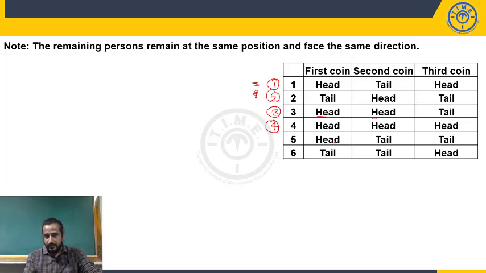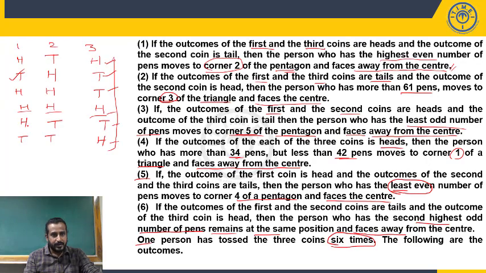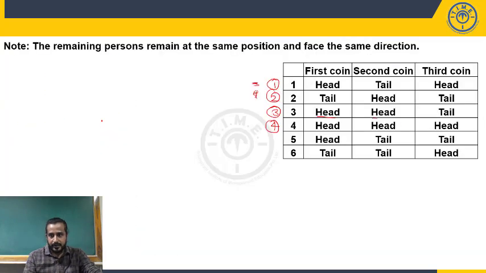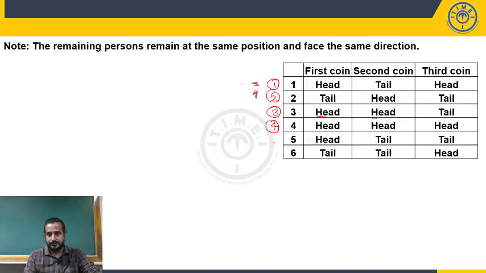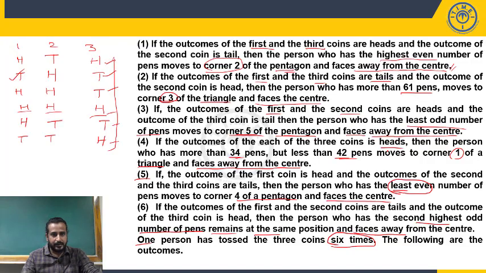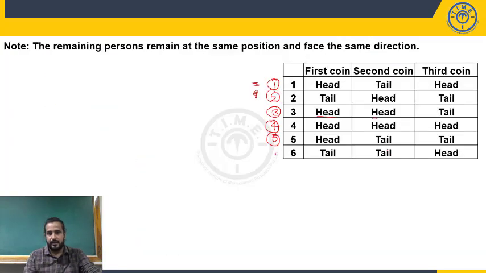Fifth outcome is head, tail, head. Which instruction is it? Head, tail, sorry. Head, tail, tail. Fifth instruction. Yes, it is following the order. Sixth one, outcome, tail, tail, head. Yes, perfectly matching with the sixth instruction. So, instructions and the outcomes. For this result, instruction 1, instruction 2, instruction 3, 4, 5 and 6 we have to follow.